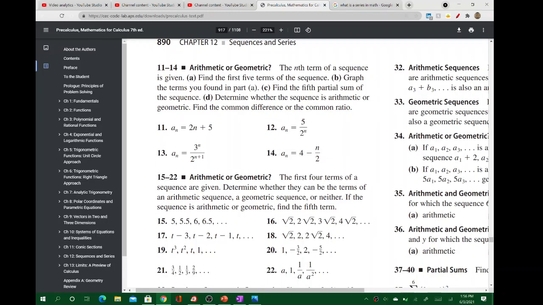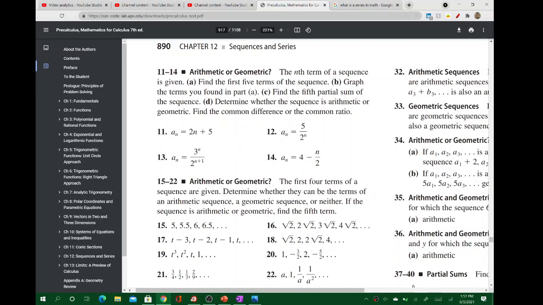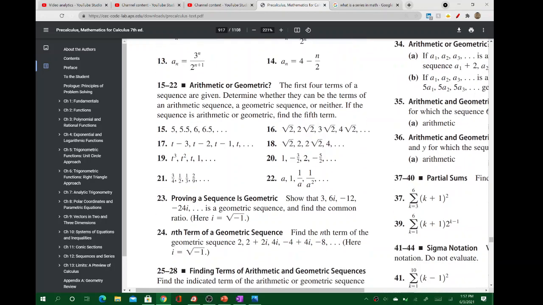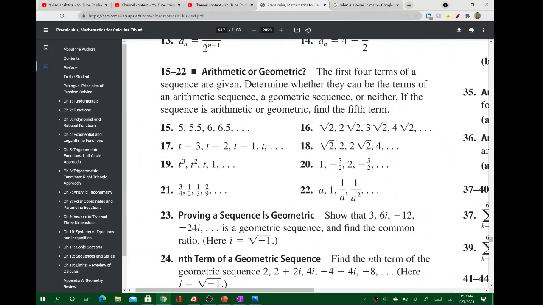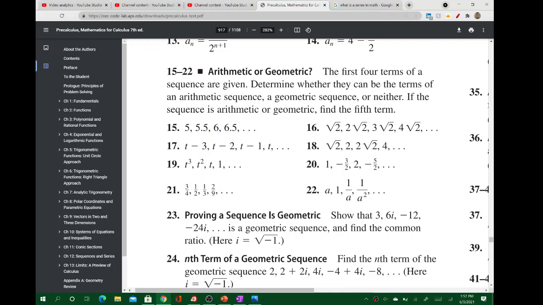So this one, we're not really gonna get into this part, because this part is a little bit tricky. The first part is easy because obviously it's a sub n equals 2n plus 5. But at the same time, we have to kind of graph the terms that we found, etc. So we're just going to go ahead and skip that part. Now, let's see here.